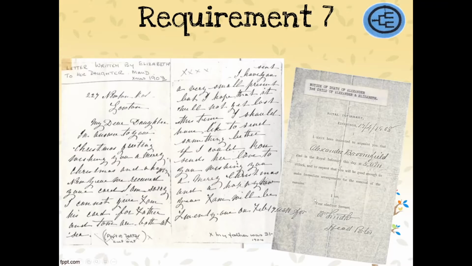On the right-hand side, "I've been instructed to acquaint you that Alexander Broomfield died in the Royal Infirmary this day on the 8th of the 9th." Oh no, I can't read it now. Anyway, oh, it's the time as well. So is this a primary source or a secondary source? At the bottom it says "your obedient servant," and then he's got his title as head porter. Okay, so this is from headquarters about somebody who passed away at a facility. A death notification.